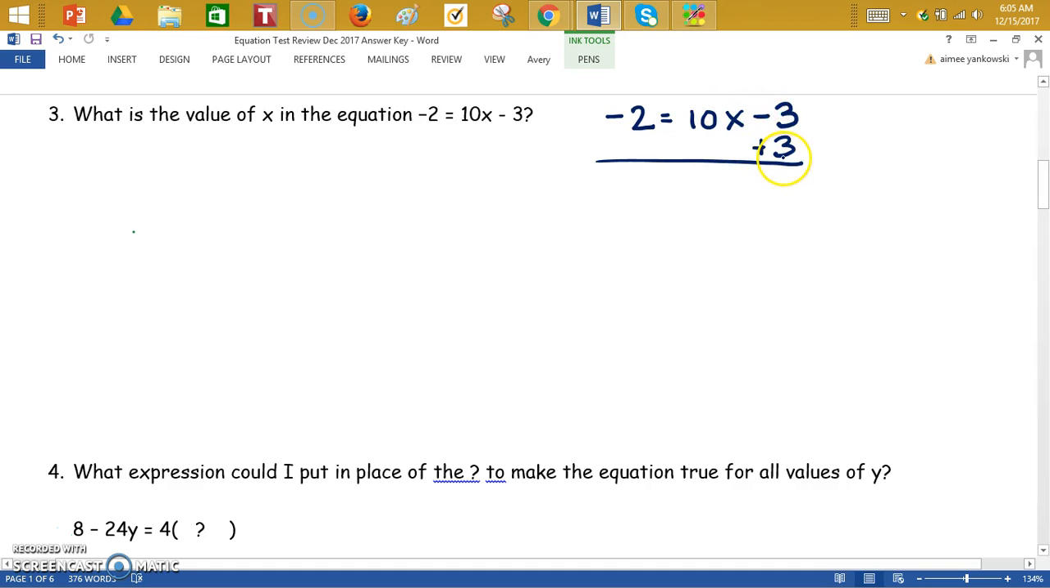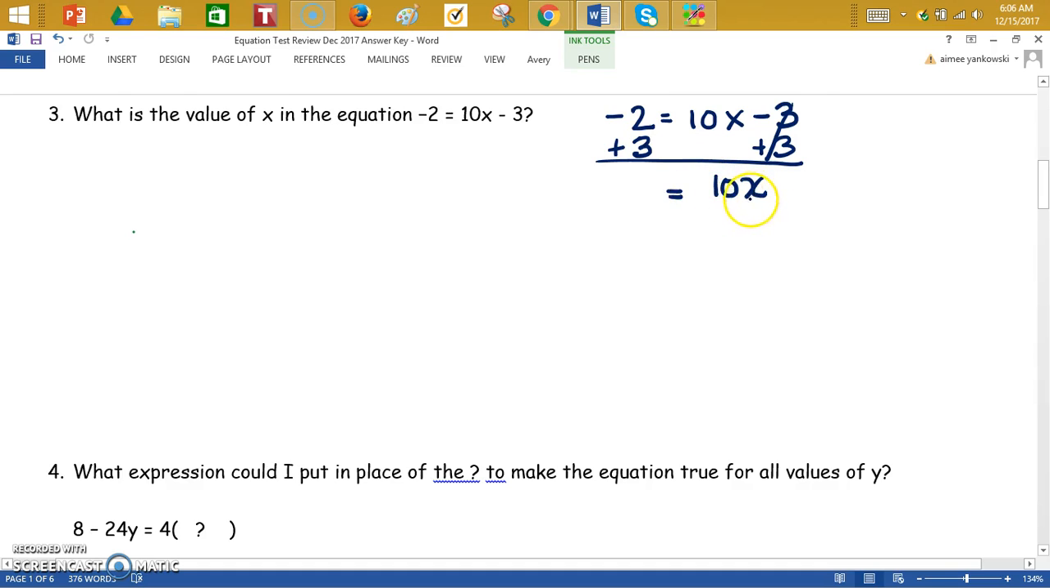If I'm adding 3 to the right-hand side of an equal sign, I must also add 3 to the left-hand side of that equal sign, so the equality remains. -3 plus 3, the whole goal was to zero those out, so that here on the right-hand side, we have a simpler equation to solve. Now we have just 10x on the right-hand side.